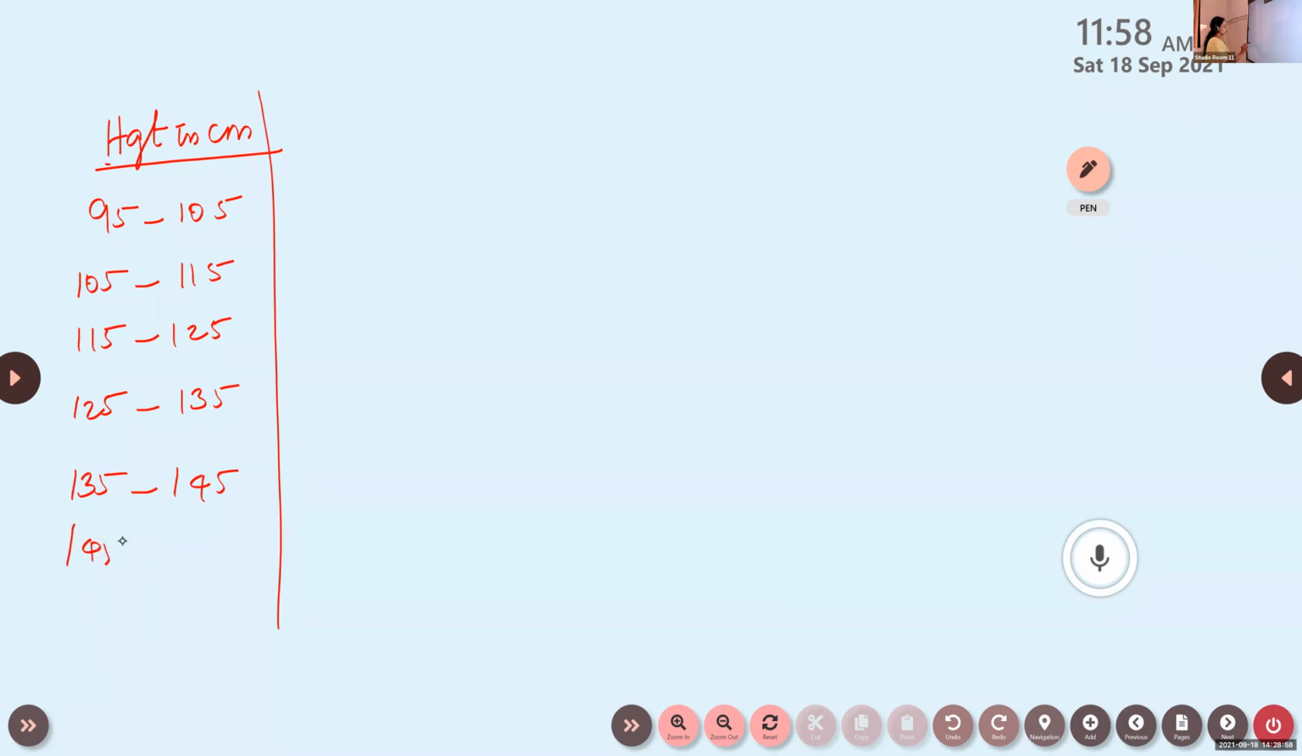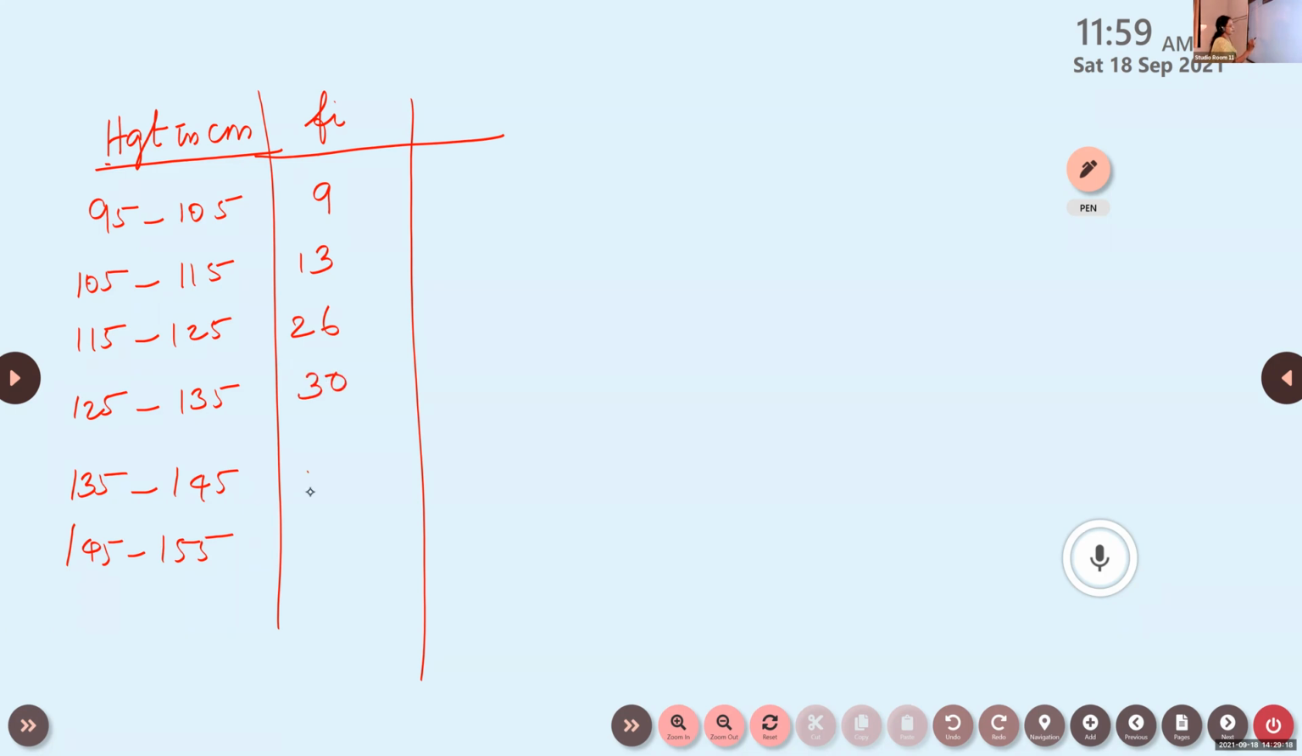Whenever we are given an interval, first we have to check whether it is continuous. If it is continuous, then proceed with writing fi. Frequencies are given, number of boys: 9, 13, 26, 30, 12, then 10. Find sigma fi. Next step is to find xi, the class mark.